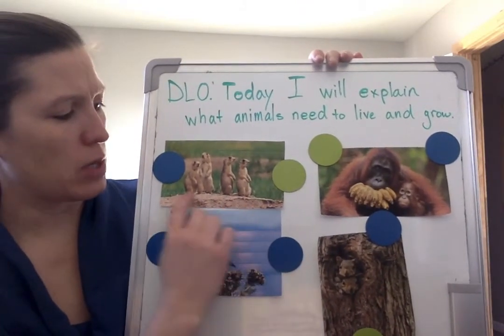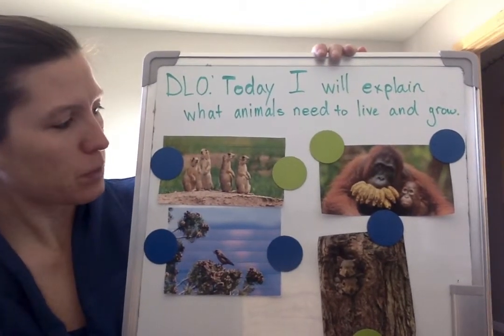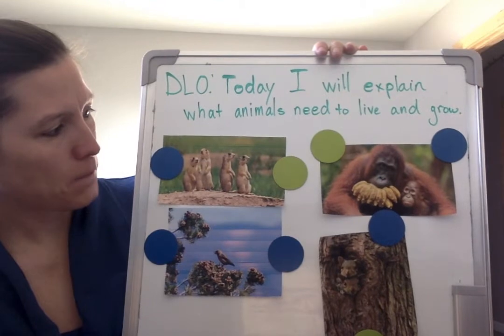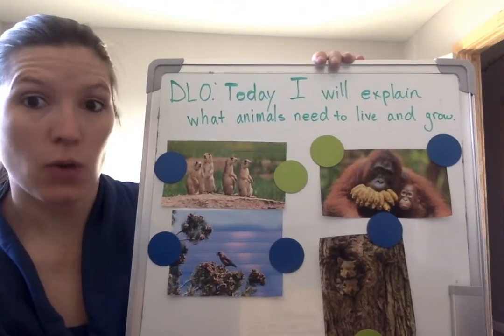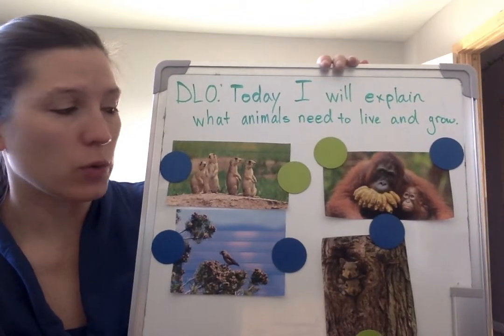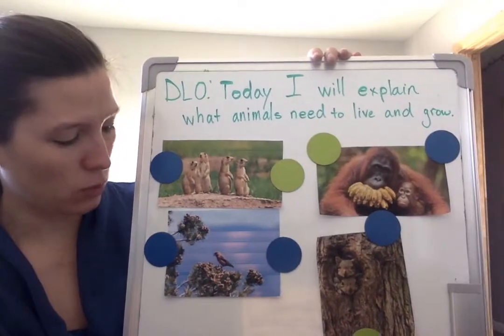What do you think prairie dogs need? There's a couple clues in here, in this picture I mean. I see grass in the background. Did you know that prairie dogs eat grass? That's their food, some of their food. So they need food, just like the orangutan needs food.